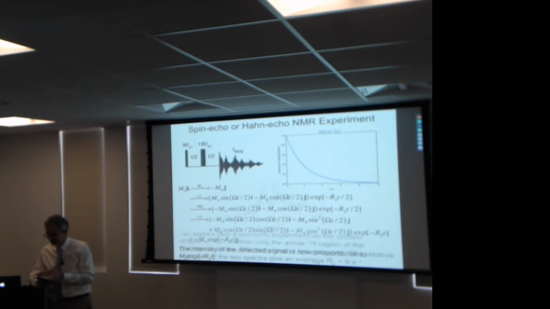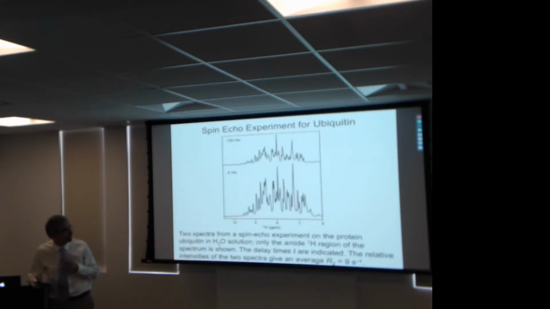Unfortunately, we're pretty much done. Oh, here's again data for ubiquitin. This is the amide region, just for two different delays. So you can see when the delay is short, there's lots of signal. When the delay is long, the signal is relaxed away, and one can estimate then what the R2 is, kind of an average R2 for the amides.